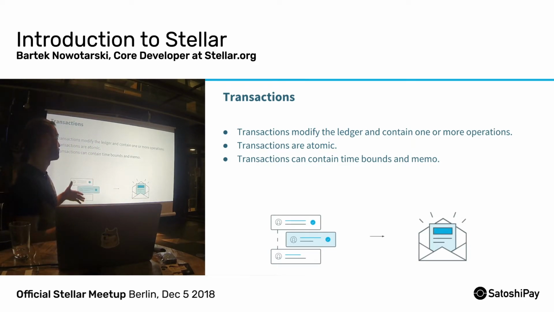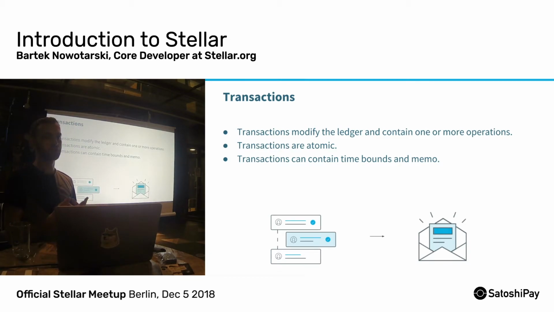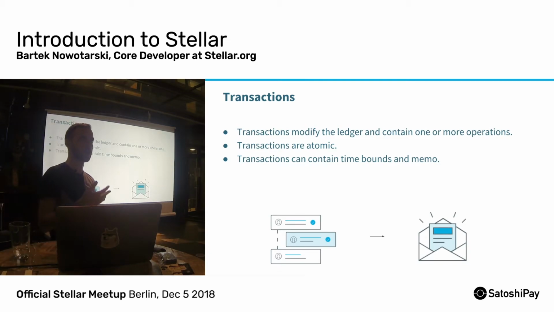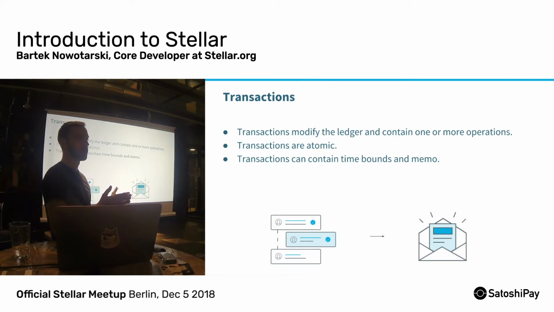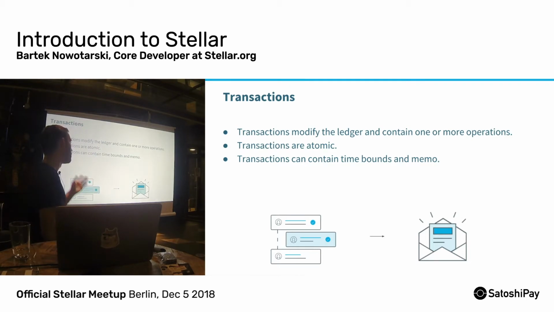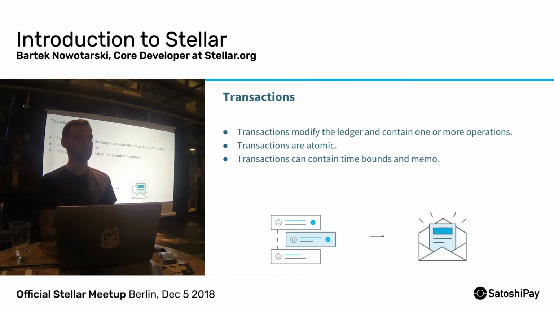And this allows you to do some simple smart contracts, like bonds, for example, that are pretty easy to do without writing any smart contract code. Transactions can also contain time bounds, which define the period of time when a given transaction is valid and can be submitted to the network. And memo is also a very small chunk of data that helps identify a transaction or a client of a given organization.